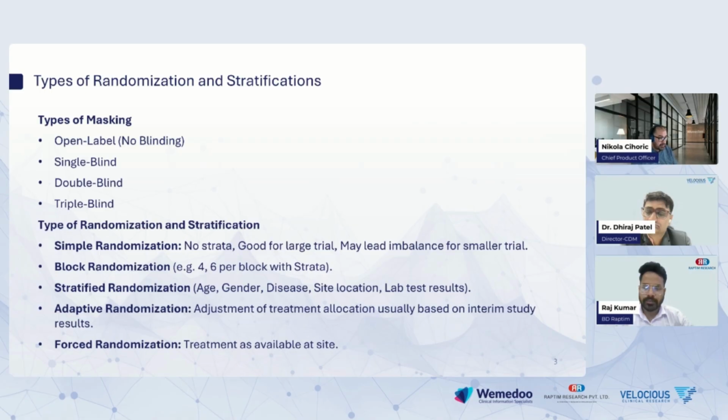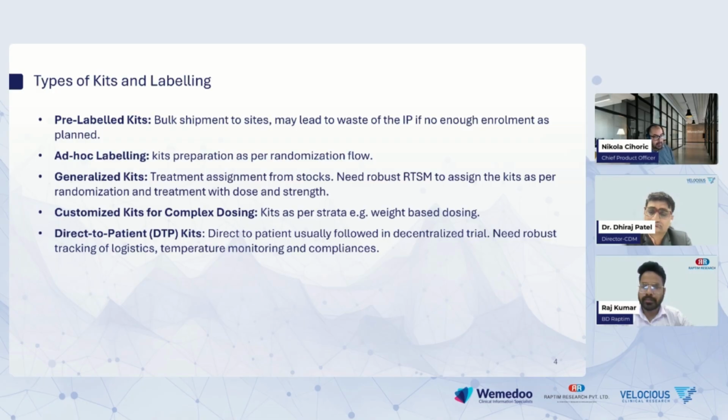Then there is adaptive randomization, where we set up the system to adjust the treatment allocation, usually based on some interim study result. And there is enforced randomization, for example, where the treatment allocation is enforced by availability at the site at this particular moment. Please, next slide. When we are setting up the system, developing everything within our environment, then we have to understand which kinds of kits and labeling we are going to use.